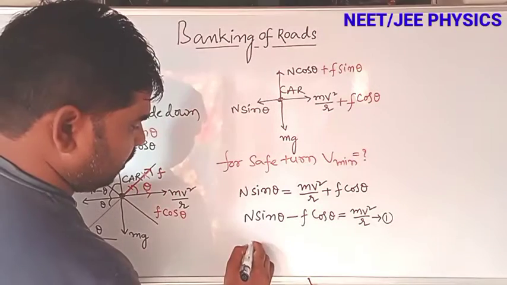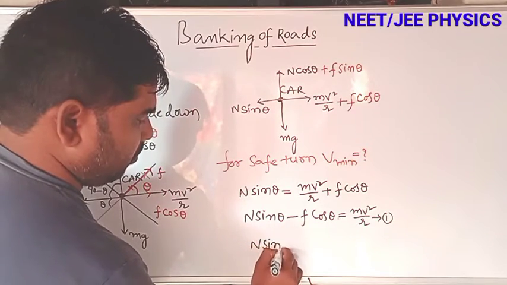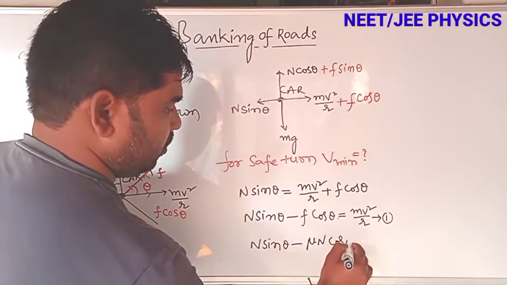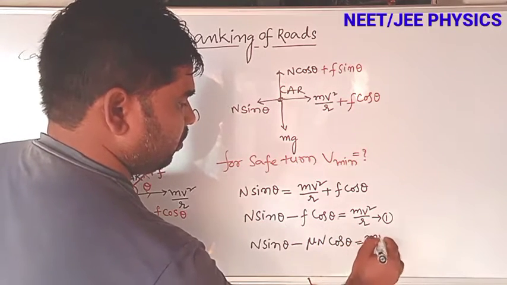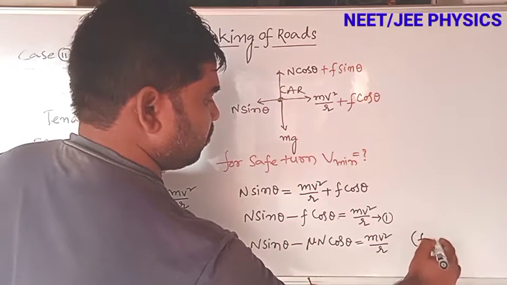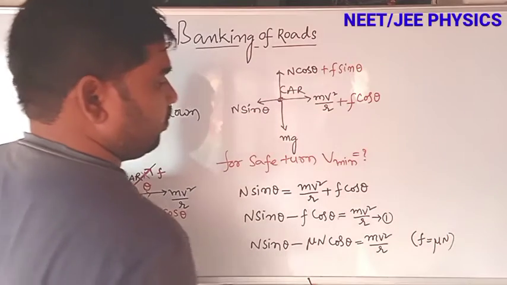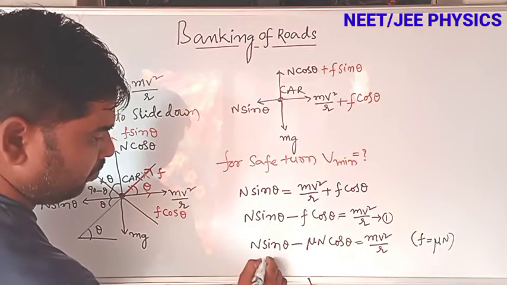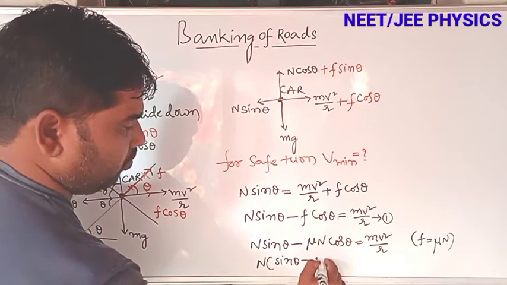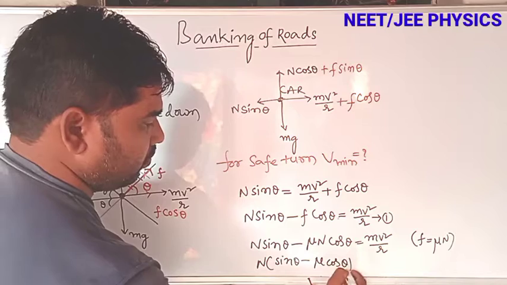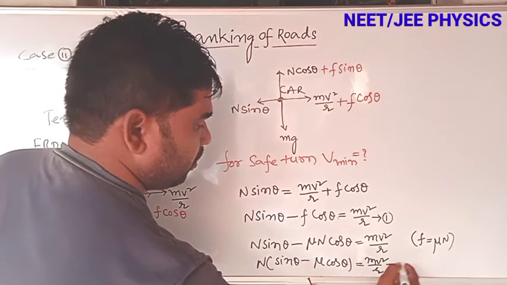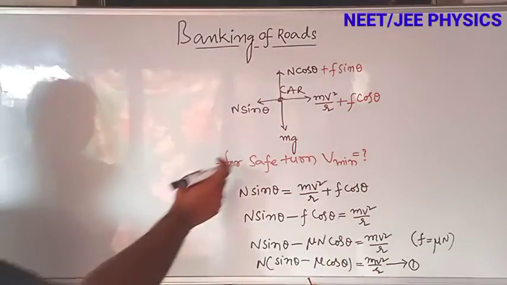Now N sin theta minus, instead of F I am writing mu N cos theta, equals mv square by r. Here F equals mu N. You know that the frictional force is equal to mu into N. Taking N common, N into sin theta minus mu cos theta equals mv square by r. I am calling this equation 1.